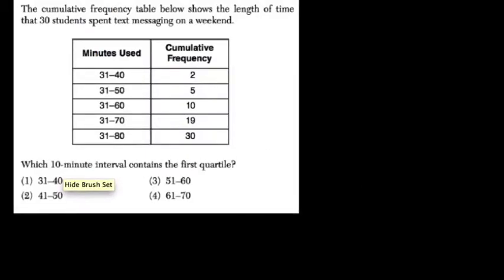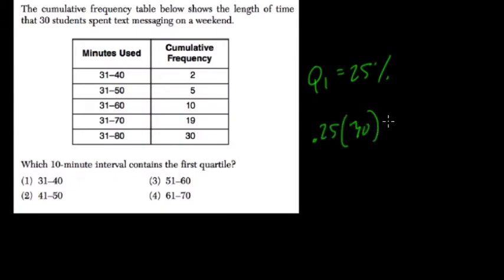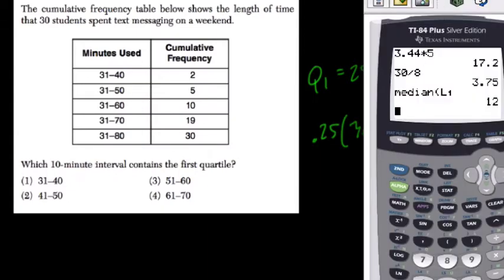Okay, which 10-minute interval contains the first quartile? First quartile, or Q1, contains the first 25% of your data. They tell us here that there are 30 students. So what is 25% of 30? 0.25 times 30, or 1/4 of 30.